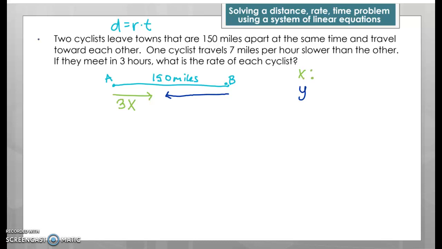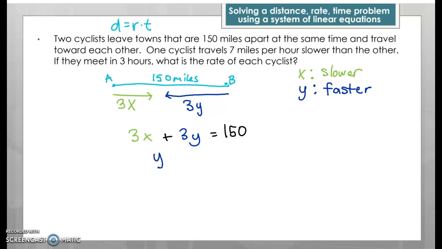So I'm going to let X be the rate of the slower cyclist, and I'm going to let Y be the faster rate, because the distance Y travels is going to be 3 times Y. Now I know the total distance for the green person is 3x. The total distance for the person in blue is 3y. And if I add up their distances, it's going to equal 150 miles. And then I also know something about the rate of y. The rate of y is faster than x, right? So the rate of y is going to be x plus 7.